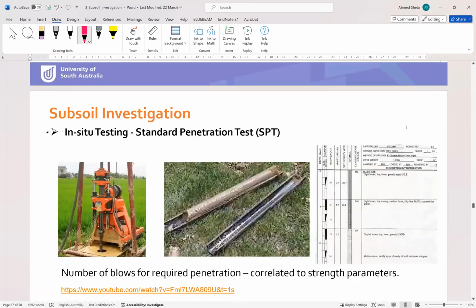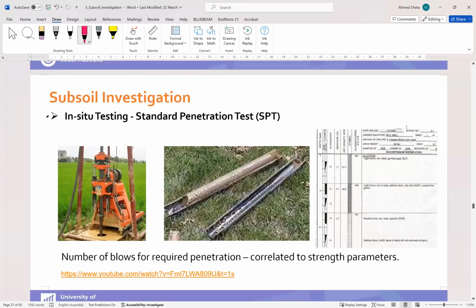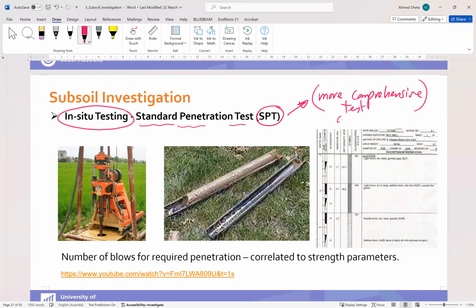Then we have other techniques of ground exploration, such as in situ testing. We have a few testing techniques. The first one is called the standard penetration test, or SPT. This is a more comprehensive test and gives us more information about the soil.